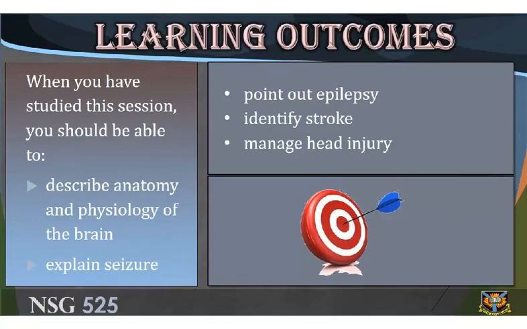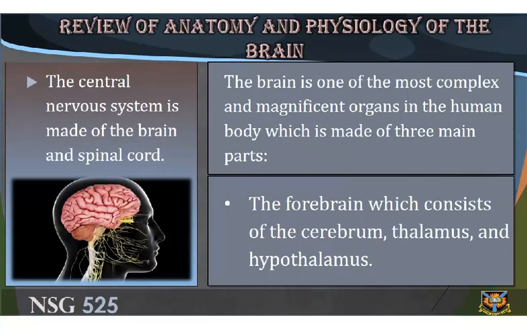Learning outcomes. When you have studied this section, you should be able to describe the anatomy and physiology of the brain. Explain seizure. Point out epilepsy. Identify stroke. Manage head injury. Review of anatomy and physiology of the brain.